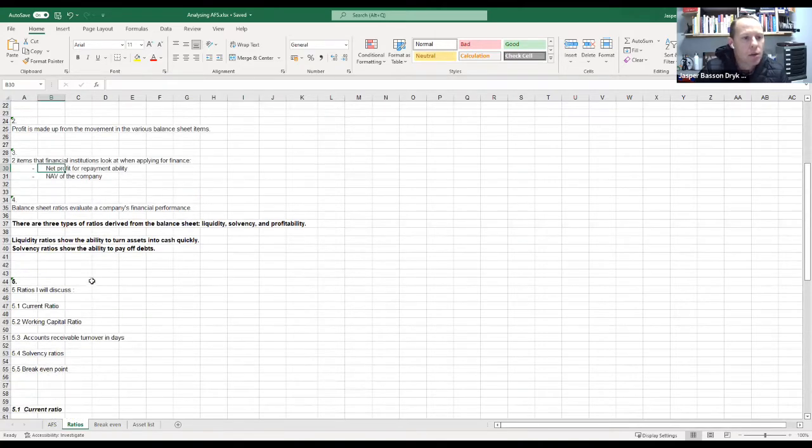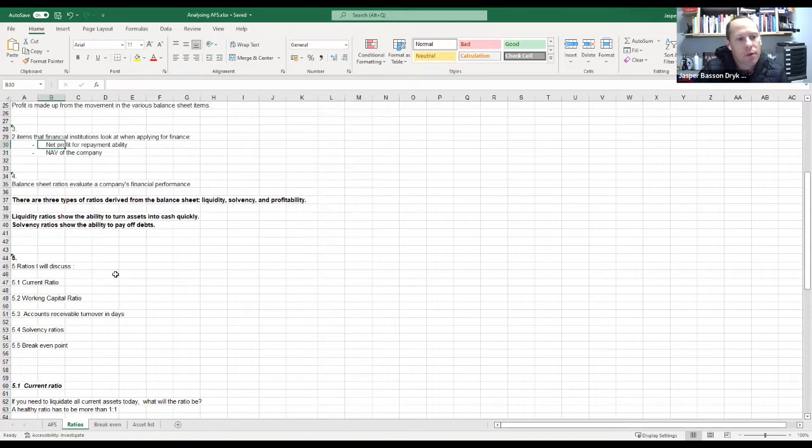Right, so I'm going to look at 5 financial ratios for today, and most of them are based on cash flow. The first one is the current ratio. The second one would be the working capital ratio. Number 3, accounts receivable turnover in days, very important. Then the solvency ratio, which is very close to what I just mentioned, net asset value. And then the break-even point, we'll do a practical exercise on that as well.